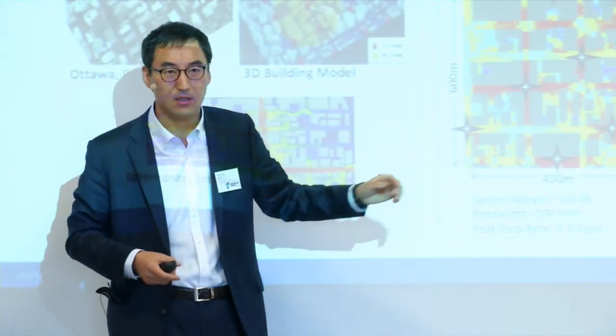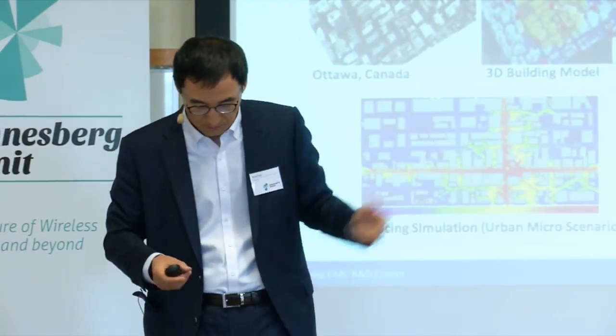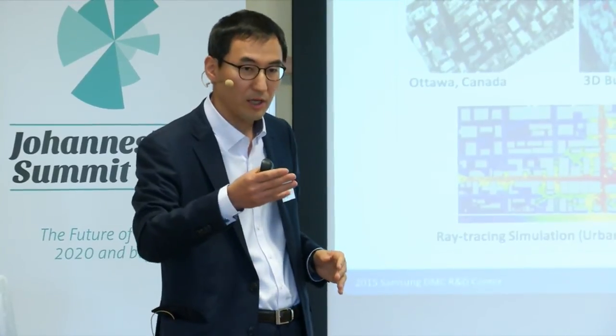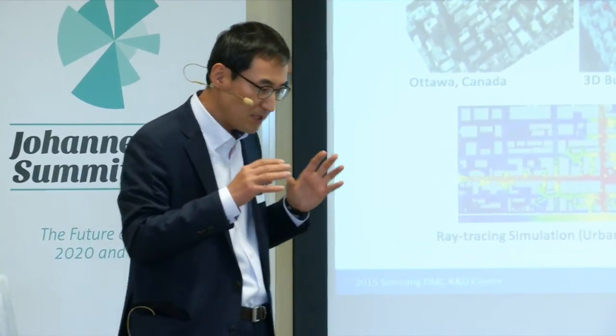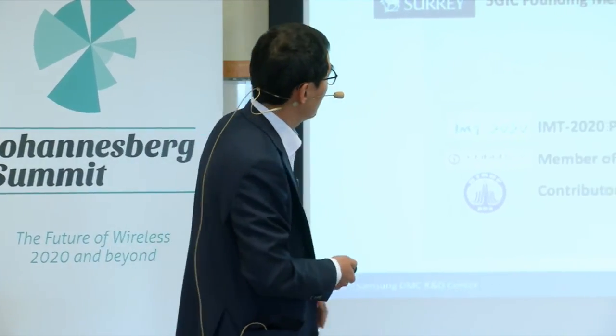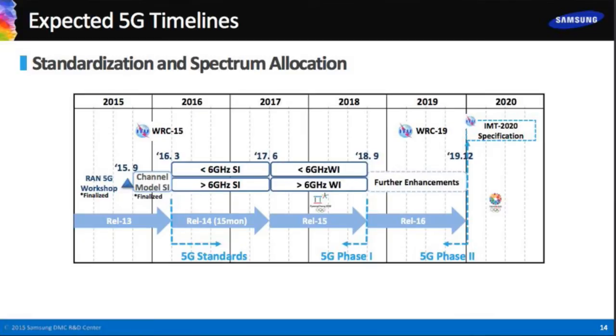It has a different frequency, it has a different bandwidth, but through this process, we understand better how the millimeter wave multi-cell system performs in a typical city urban environment. So, this is the global activities. We've seen a similar standardization schedule yesterday and today. And this is the expected timeline.